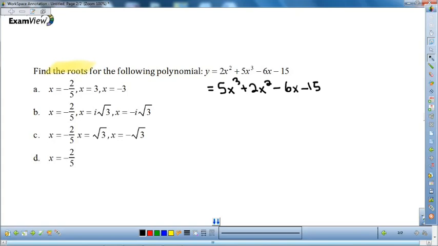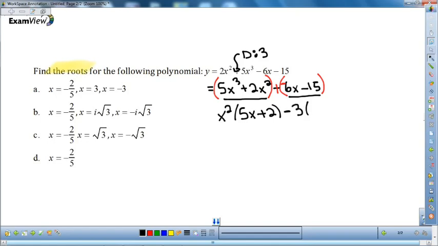Since my highest power is a 3, since my degree is a 3, I'm going to have to factor this by grouping. So when I group them, I'm going to make the negative into the 6. I'm going to group the first two and the last two. I'm looking for my greatest common factor, so that would be x squared. So I'm left with 5x plus 2. On the second grouping, my greatest common factor would be negative 3. So that would leave me with 2x minus 5.